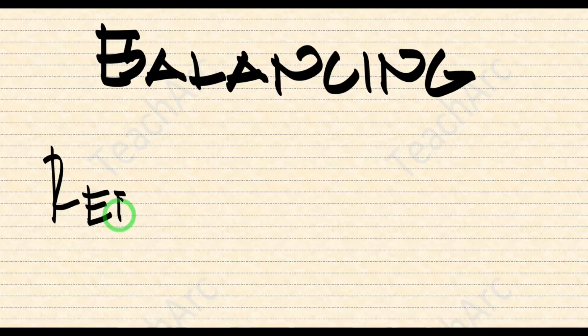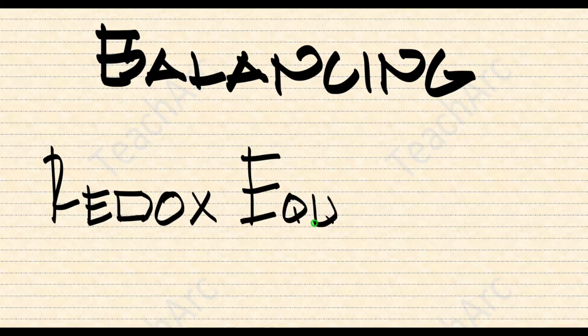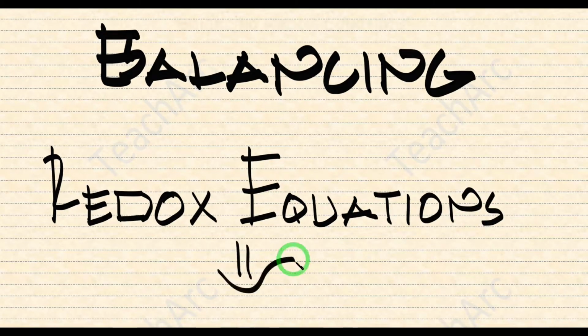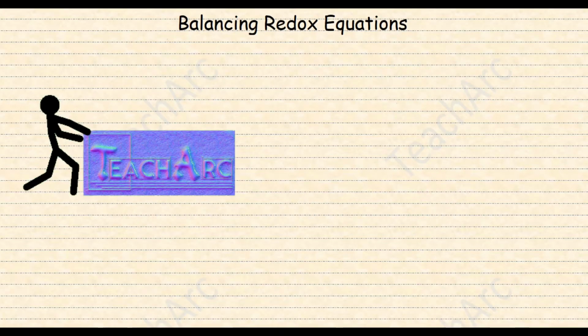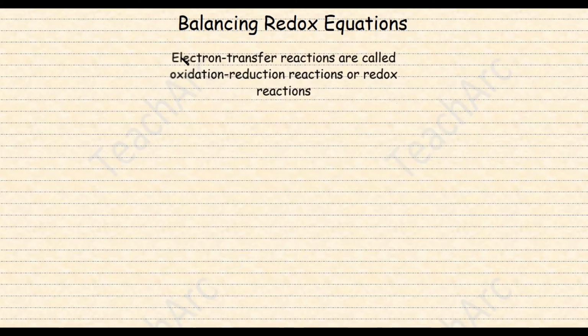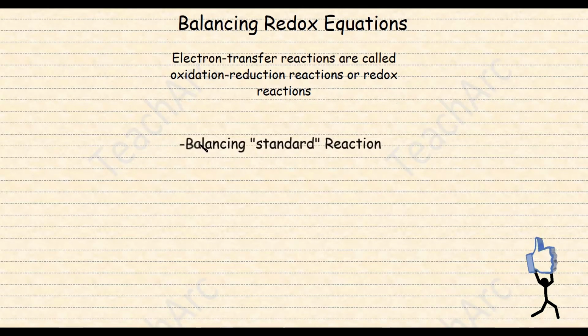How do we balance redox equations in acidic or basic solution? First things first, electron transfer reactions are called oxidation-reduction reactions or redox reactions. Balancing a redox equation is one step more difficult than balancing standard equations. So I would be assuming that you know how to balance standard equations.